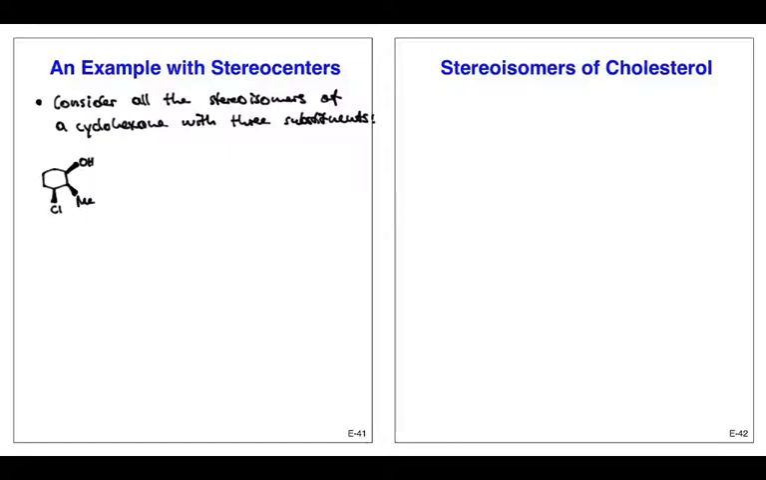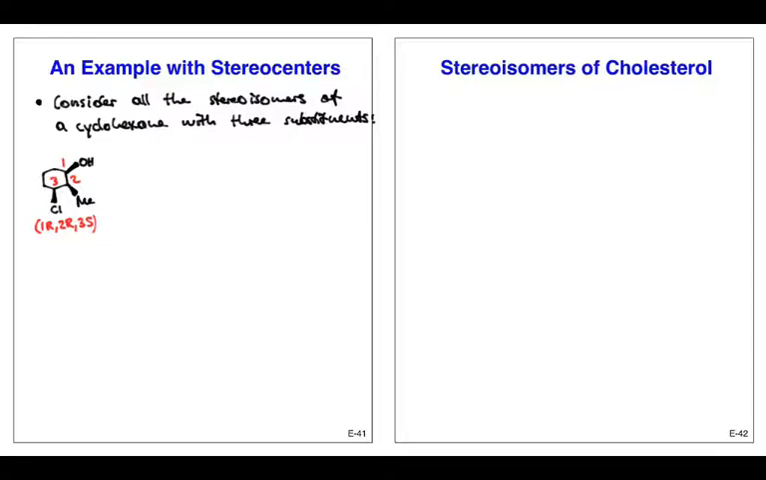Right? So we can now apply the Cahn-Ingold-Prelog rules to all three stereocenters and assign them as either R or S. And so in this case, this compound would be R in the 1 position, R in the 2 position, and S in the 3 position. So we would call it 1R, 2R, 3S.